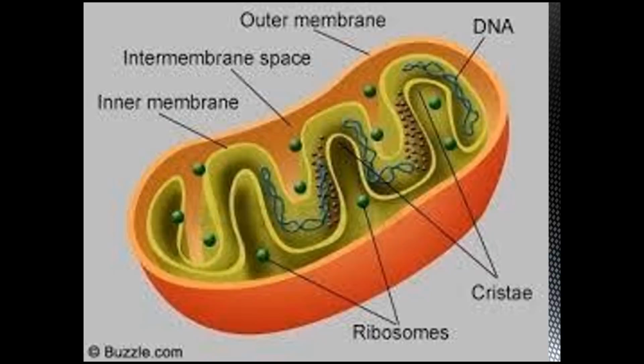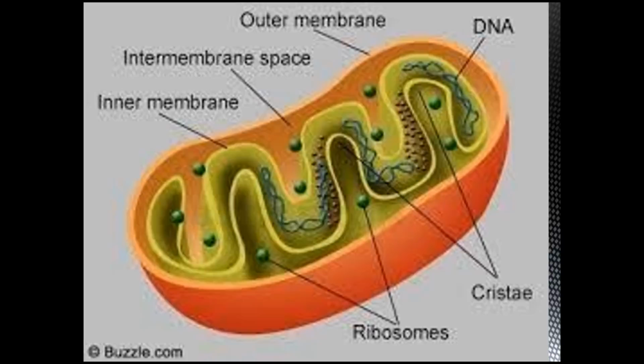Next, ribosomes are also there. Mitochondrial membranes consist of two membranes, an outer membrane and an inner membrane. In between the two membranes, the intermembrane space is there. Each membrane is 60 to 70 Angstrom thick.